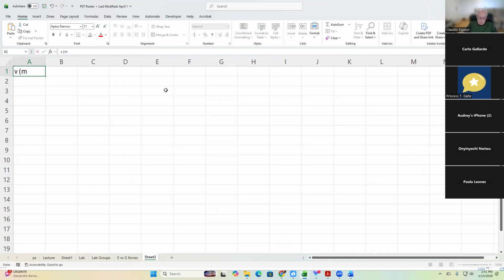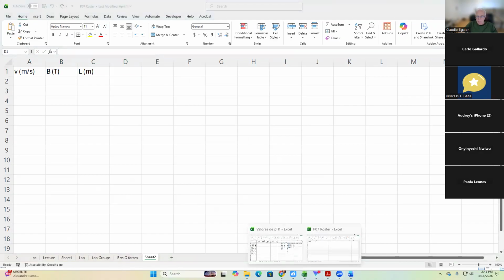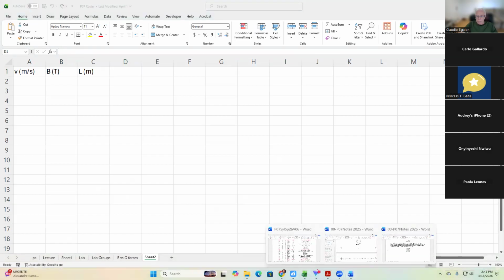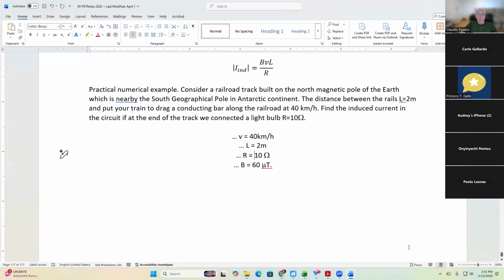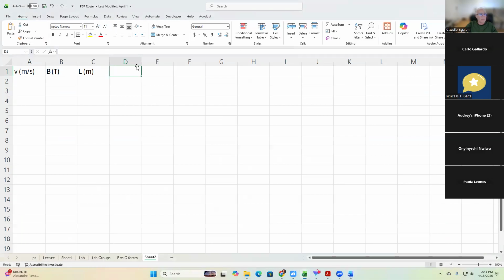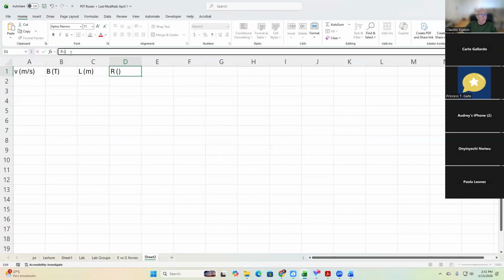V, you gotta put everything in meters per second. B, you gotta put it in Tesla. L, you gotta put that in meters. What else? VBL, oh, the resistance. And we put it in ohms. Symbol. Here you go.